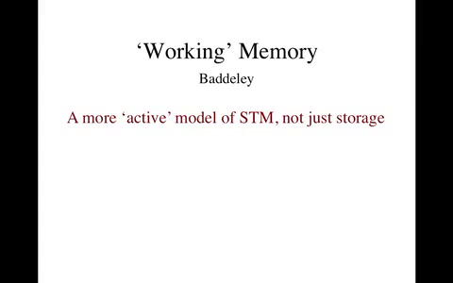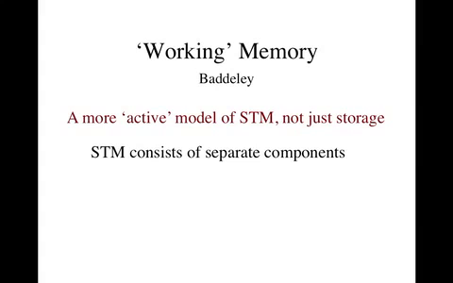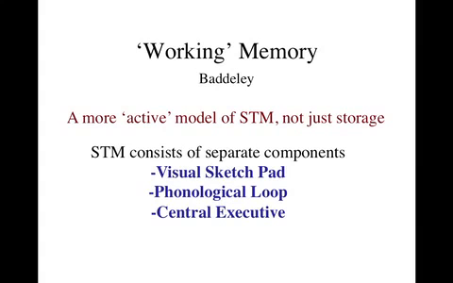This brings us to the working memory model of short-term memory, which came after the Atkinson and Shiffrin model, and suggests a more active model of short-term memory, not just storage. So short-term memory in this case consists of three separate components: visual sketchpad, phonological loop, and the central executive. So the working memory model also makes the distinction between visual and auditory memory very explicit, and also has this additional component, the central executive.